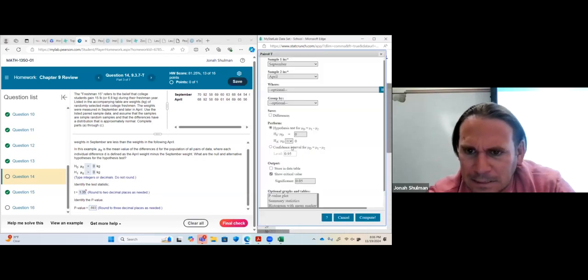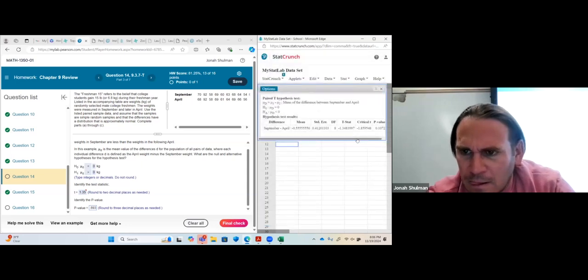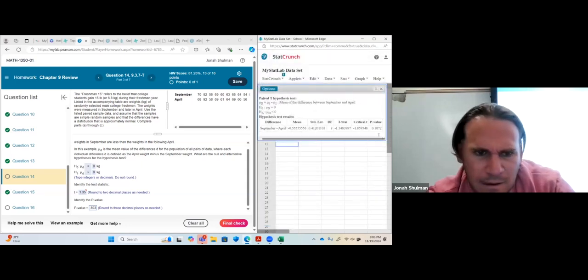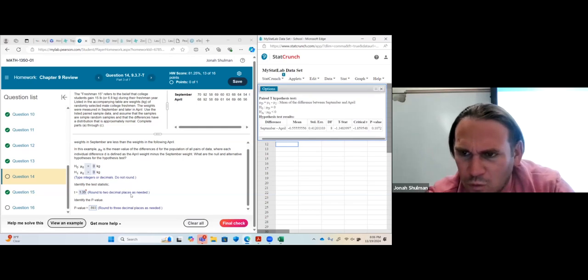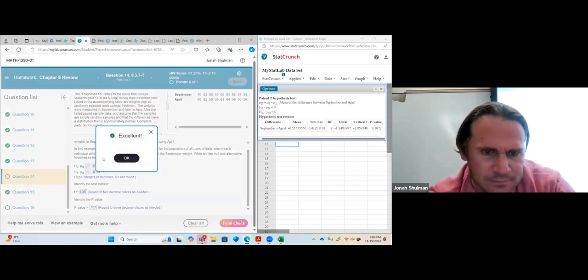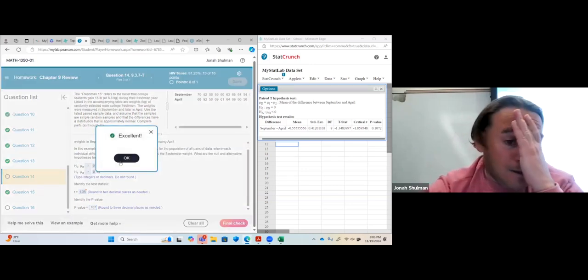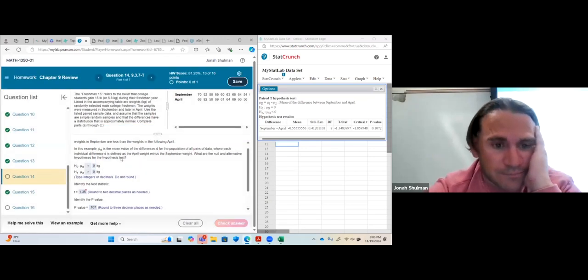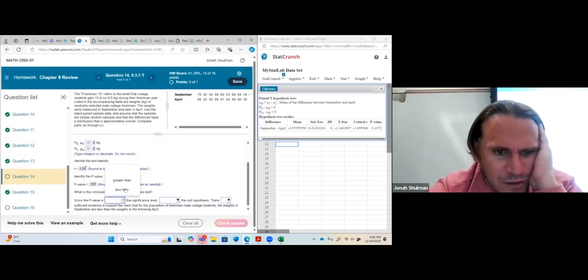Is it really the other way? 0.107? What? This is wild. Sorry, I messed this last one up, or second to last one up. Well, I'm not going to argue with it. Since the p-value is less than the significant level, do not reject the null. There is not sufficient evidence.